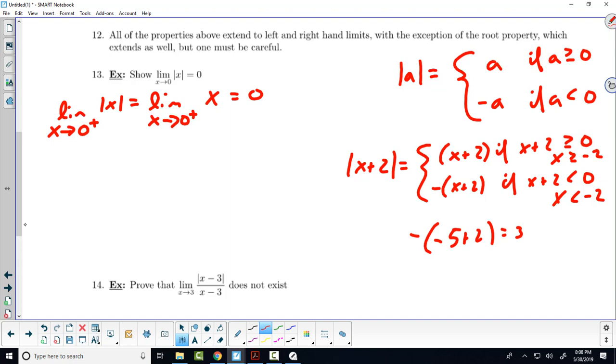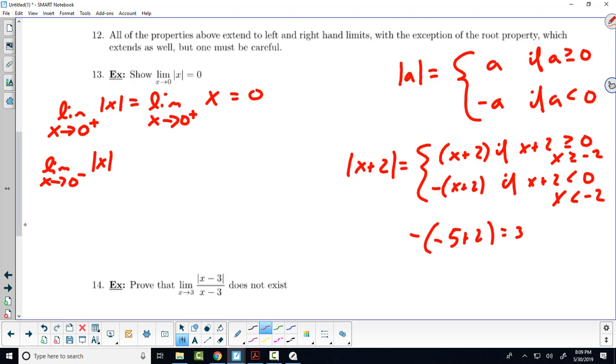That was one way. We approached from the right. Now we need to look at the limit as x approaches 0 from the left of the absolute value of x. So what is the sign on the argument going to be? The sign of the argument, the sign of the stuff inside the absolute value, is going to be negative. How do I take the absolute value of a negative expression? Change the sign on it.